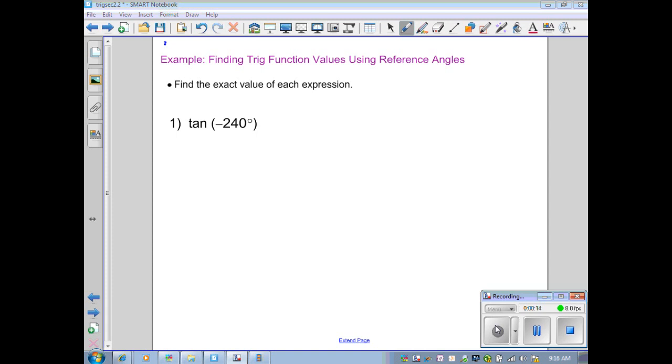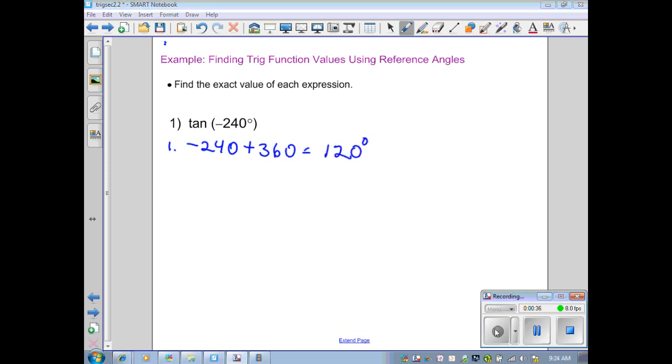From our previous slide, step 1 tells us that we need to find a coterminal angle. In other words, we need to get this angle, negative 240, between 0 and 360. So I will take negative 240 plus 360, which gives me 120 degrees.